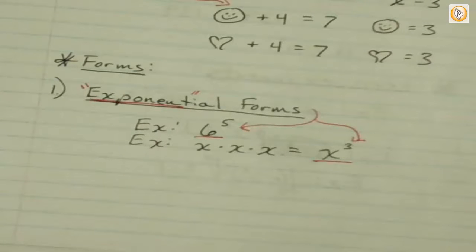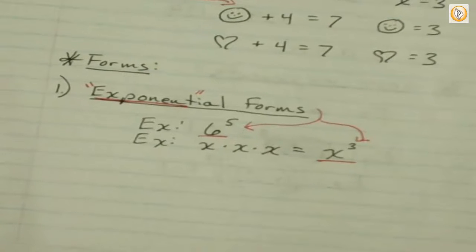My arrow ended up just like yours. It's kind of like a wishbone. Yeah. That's what I thought when I looked at it. Wishbone. Any questions on exponential form?